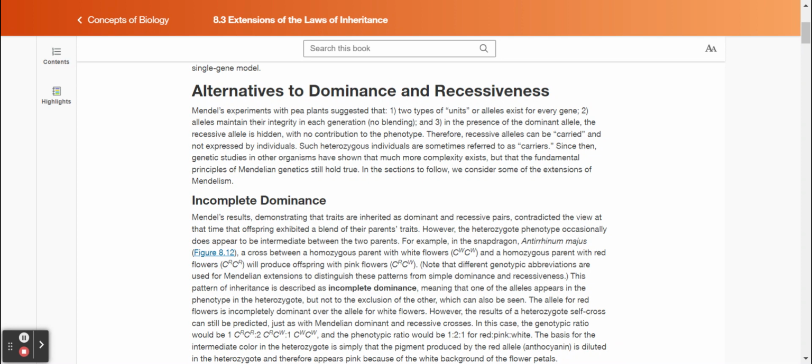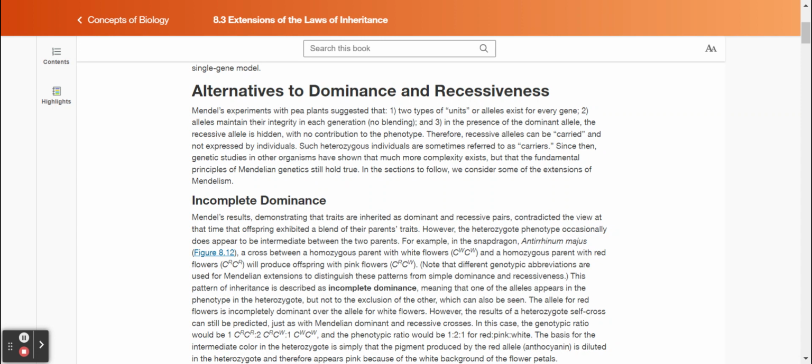Mendel's experiments with pea plants suggested that 1. Two types of units, or alleles, exist for every gene. 2. Alleles maintain their integrity in each generation, no blending. And 3. In the presence of the dominant allele, the recessive allele is hidden with no contribution to the phenotype. Therefore, recessive alleles can be carried and not expressed by individuals. Such heterozygous individuals are sometimes referred to as carriers.